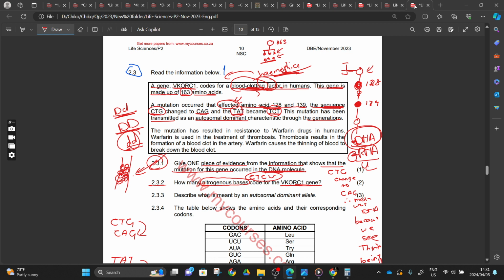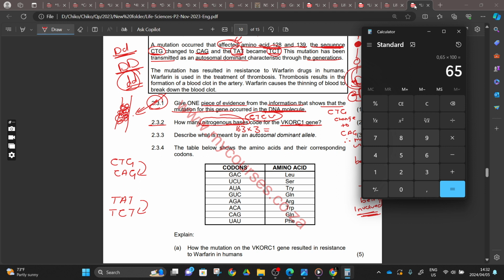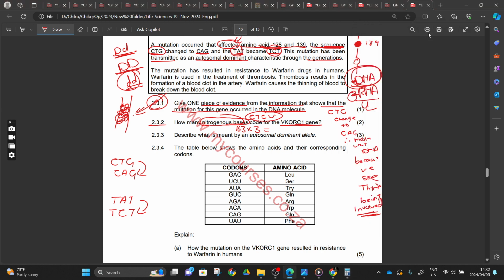So since we have 163 of these, we multiply this by 3 to give us an answer, right? Let's go and write the answer. We are going to say 163 multiplied by 3, because 3 nitrogenous bases result in 1 amino acid. Then we go to our calculator: 163 multiplied by 3, and that will be 489. Then your 2 marks: 1 mark, 1 mark here.